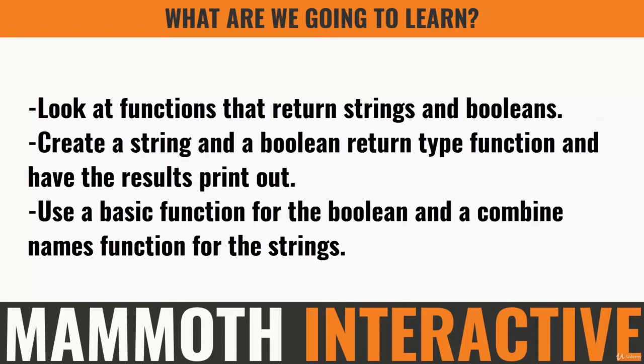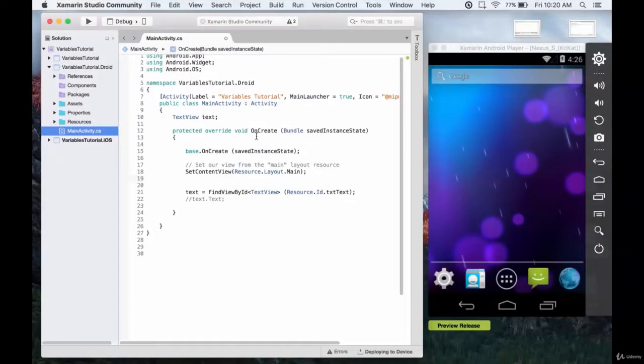So we use a very basic function for the booleans that will basically just convert any boolean value to false, and we're going to use a combine names function for the strings that will just take one string and concatenate it right onto the other. This part of our tutorial will just deal with non-void return types again, but we'll be looking at booleans and strings. So let's just start off with a very simple example.